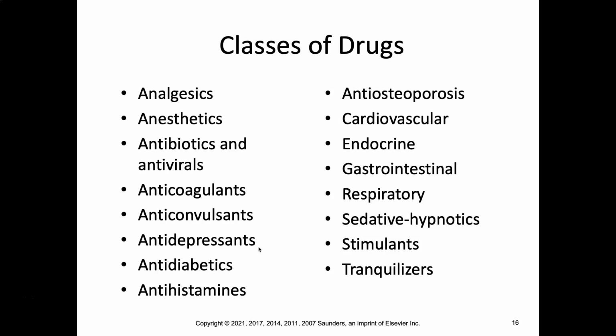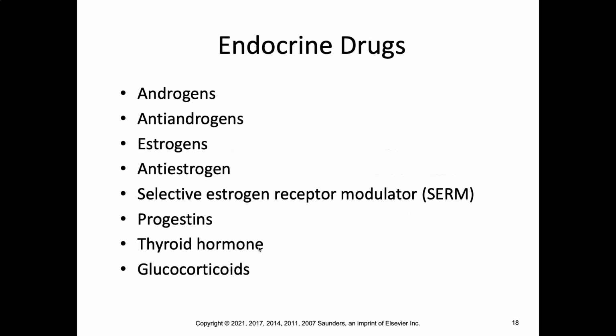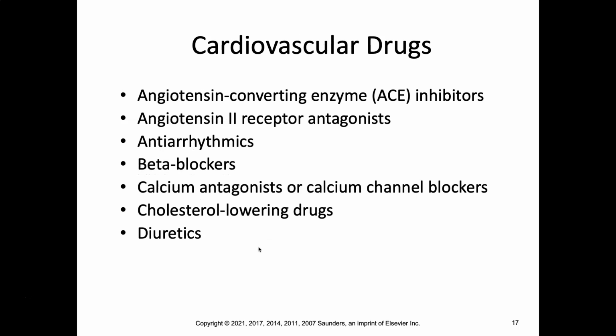Going back here, we have endocrine. And I'm not sure if we have a slide. Yes, we do have a slide on endocrine. Endocrine is another huge category. It includes androgens, anti-androgens, estrogens, anti-estrogens, SERMs, which are selective estrogen receptor modulators, progestins, thyroid hormones, glucocorticoids. So there's a huge category there we will definitely be covering.